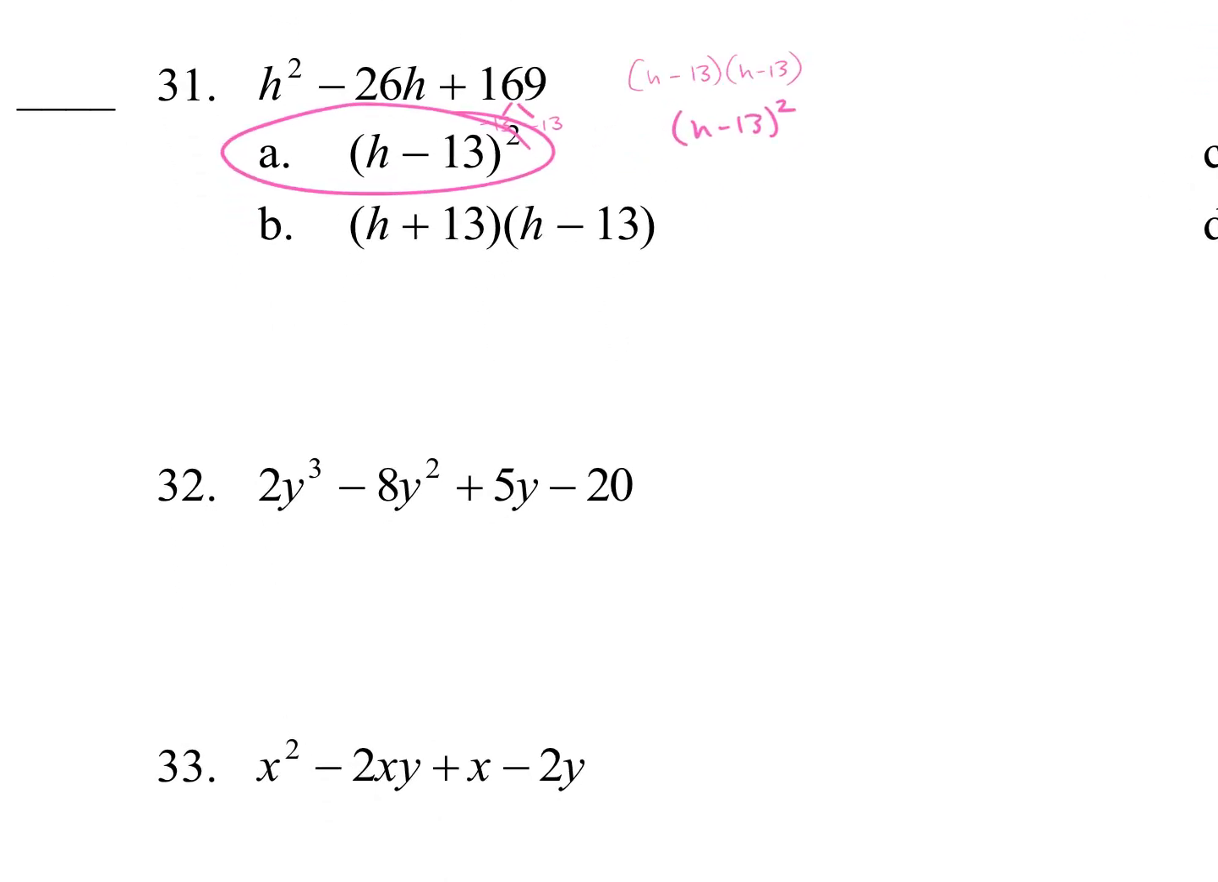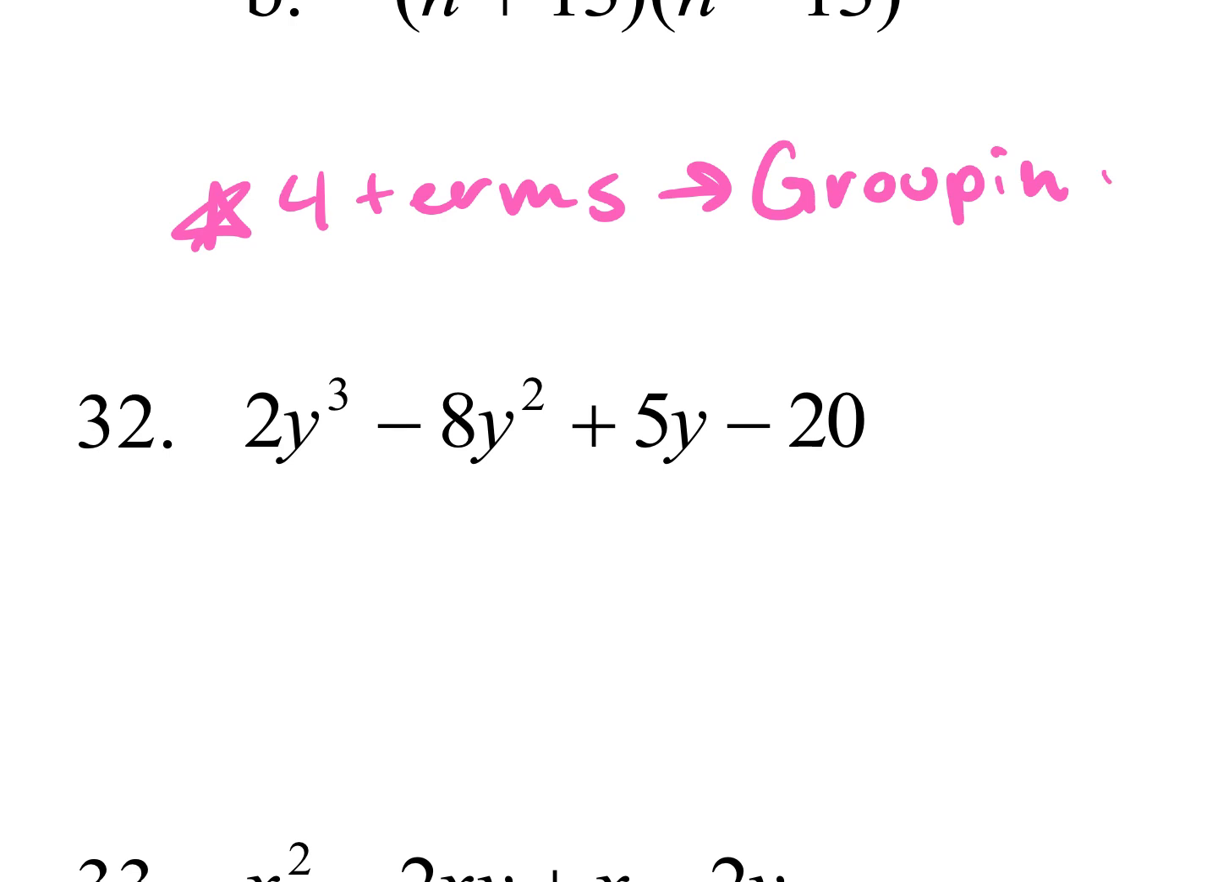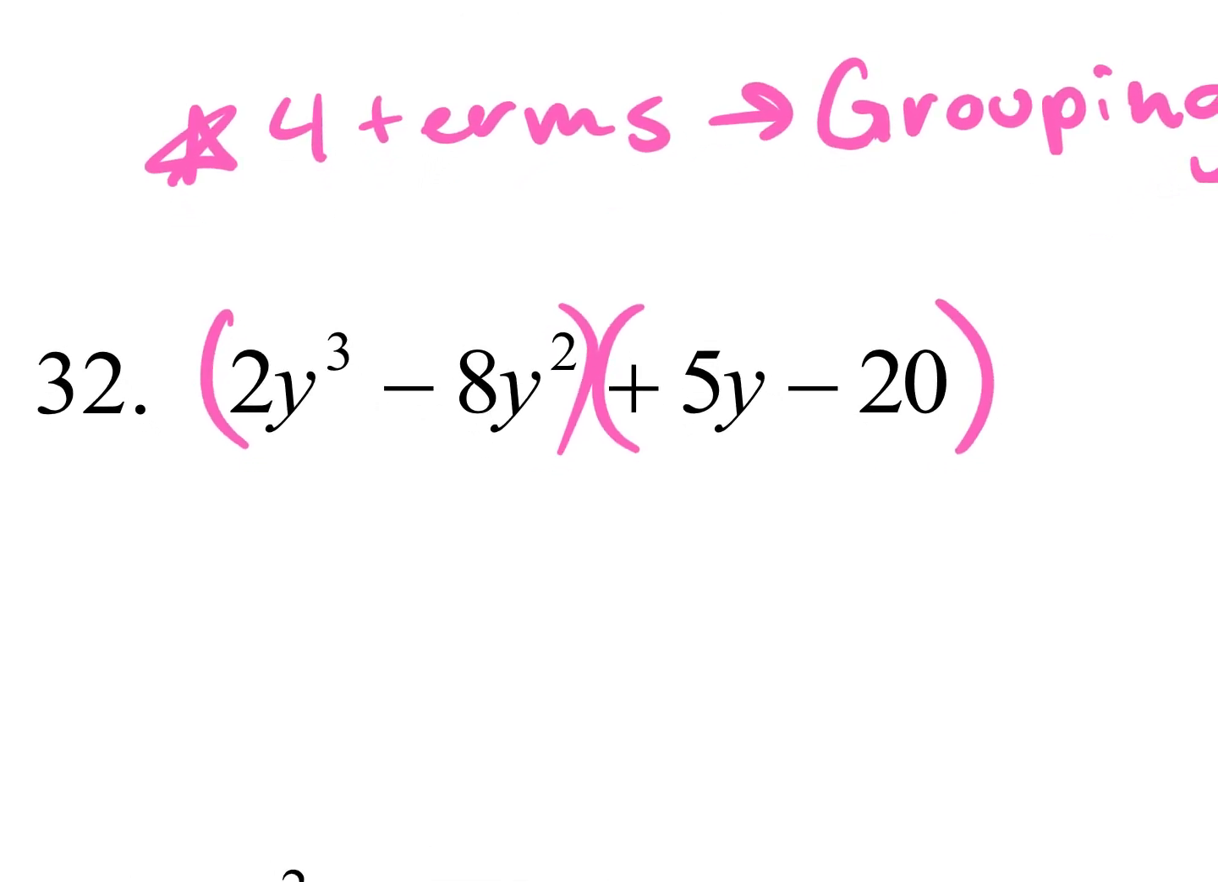All right, let's look at 32. How do I factor when I have 4 terms? We factor by grouping. So we group the first 2 and group the second 2. And we just take out the GCF of each group. What's my GCF in the first group?